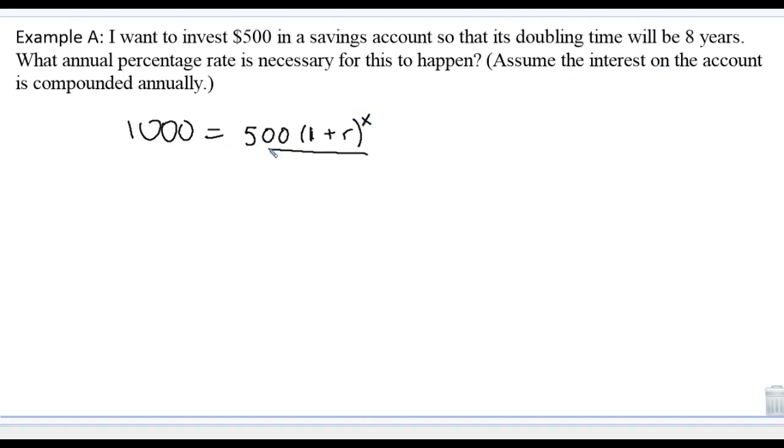And then what I'm going to do is divide both sides by 500. And I should end up with 2 equals 1 plus R to the 8th power, 8th power because we're having it for 8 years. Right? So now we can just solve for R. What we need to do is take the 8th root of this, or we can take both sides to the 1/8 power. It'll give you the exact same thing.